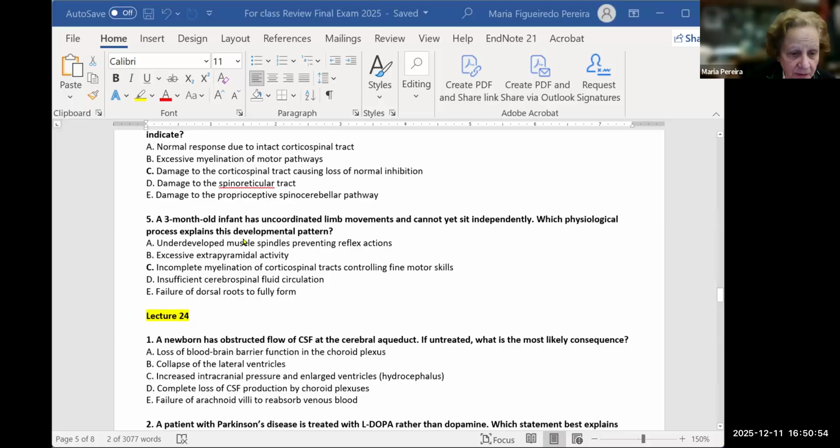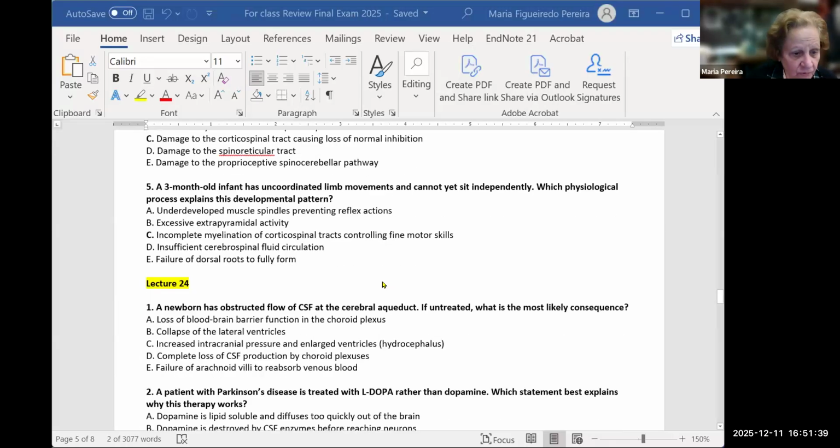A 3-month-old infant has uncoordinated limb movements and cannot yet sit independently. So immediately you know that there's something to do with myelination. Which physiological process explains this developmental pattern? Incomplete myelination of corticospinal tracts controlling fine motor skills. If you know that myelination is involved, the only answer that has myelin in it is C.